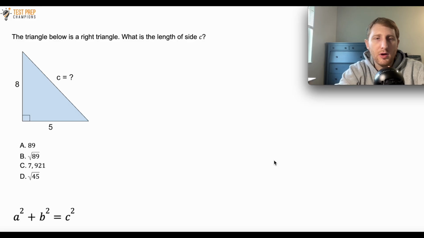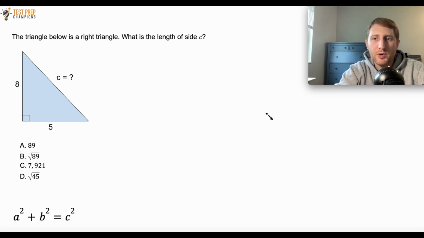The triangle below is a right triangle. What is the length of side C? And since we're practicing right now, just to save some time, I just put the formula right here that you'll want to use to answer the question. But just know that on your test, if you get a question like this, you'll want to go to the formula sheet and pick out this formula. So let me give you a chance now if you'd like to pause the video, try this out, take all the time you need. Then whenever you're ready, just unpause the video and we'll talk about it.